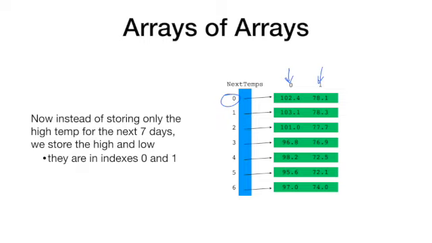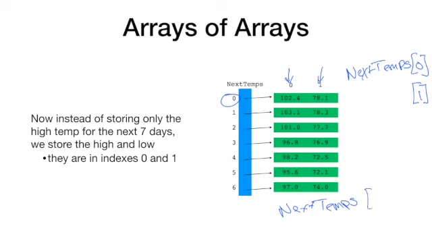So to get today's high temperature, you would say nextTemps, today, which is index 0, and then we want the high temperature, which is at index 0 as well. If we wanted the second to last day of next week, the low temperature would be nextTemps 5, 1, right?